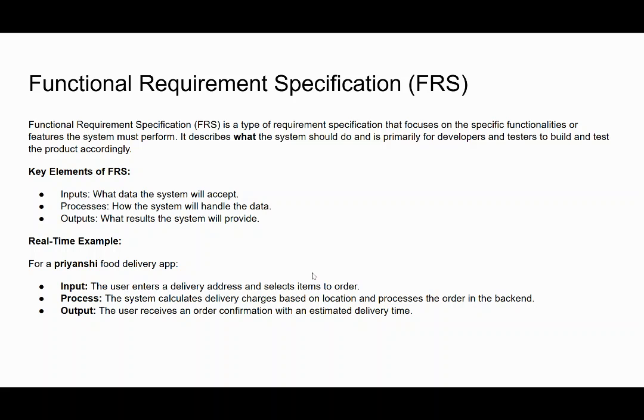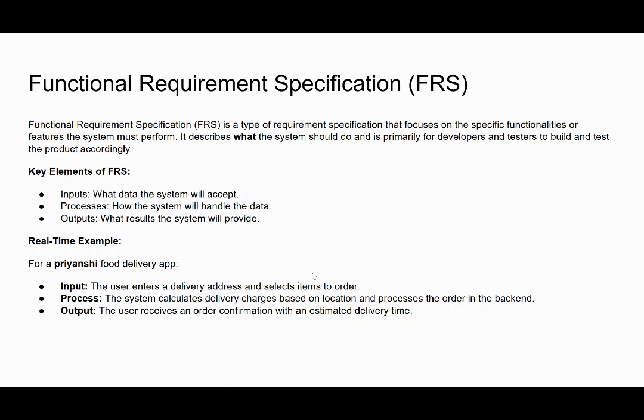Functional requirement specification, in short, is also known as FRS. FRS is a type of requirement specification that focuses on the specific functionalities or features that a system must perform. In simple words, it describes what the system can do or what a system should do. It is primarily used by developers and testers to build and test the product accordingly. The key elements of a functional requirement specification are inputs, processes, and outputs.